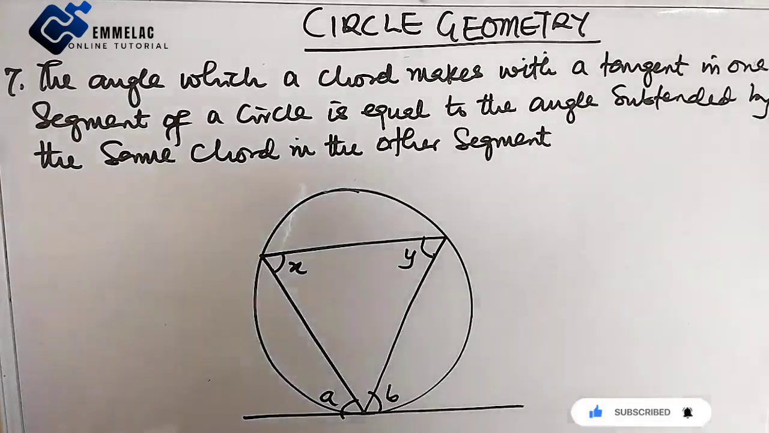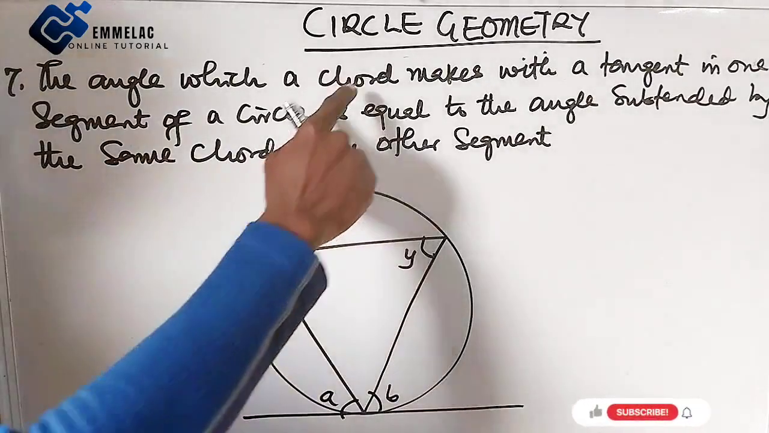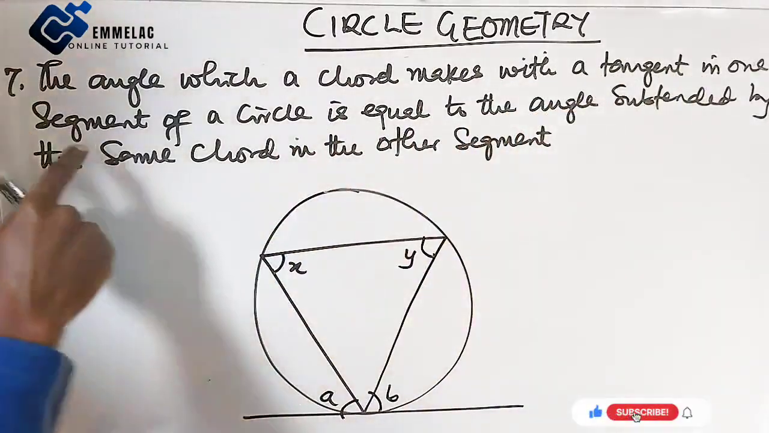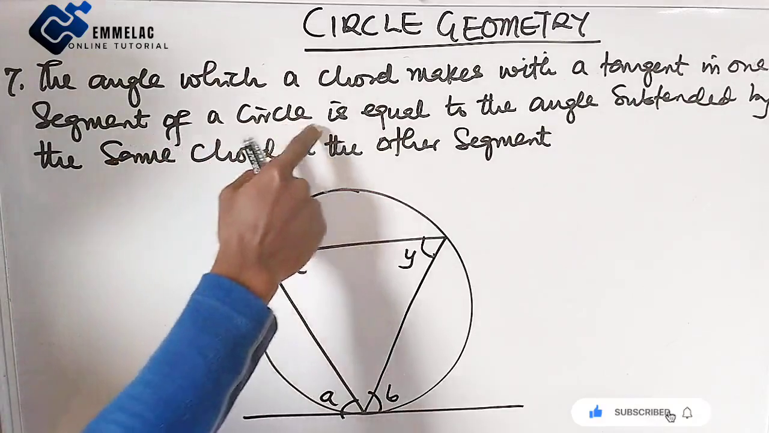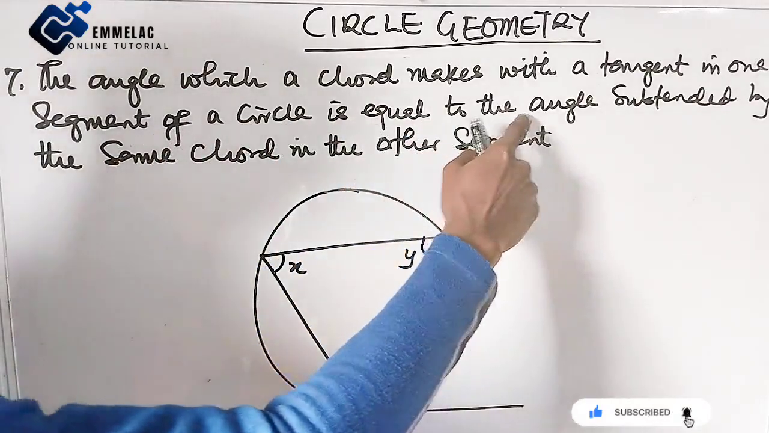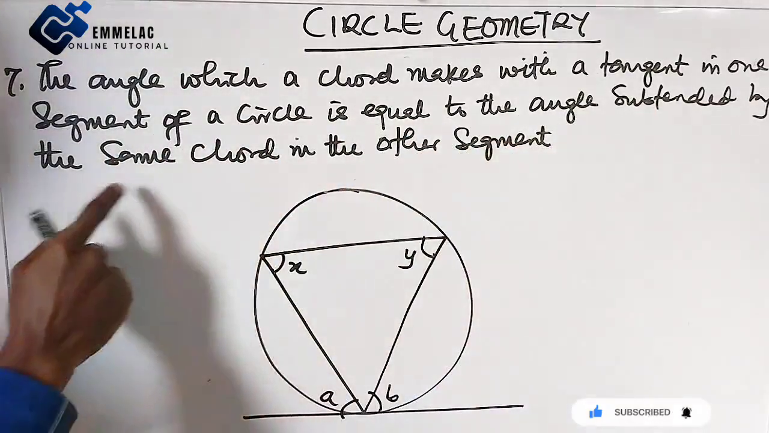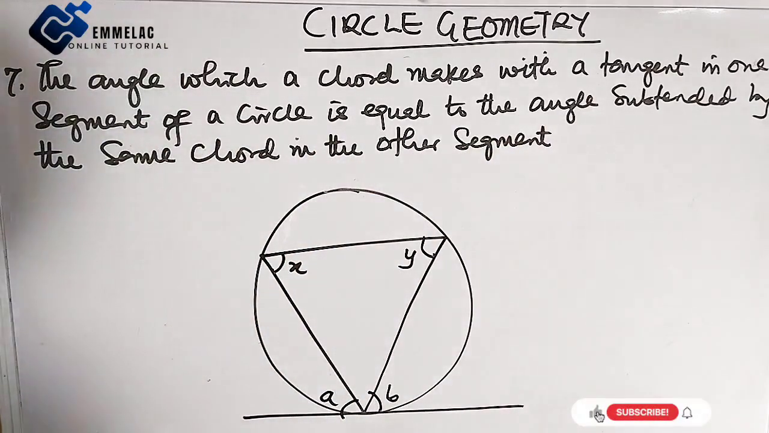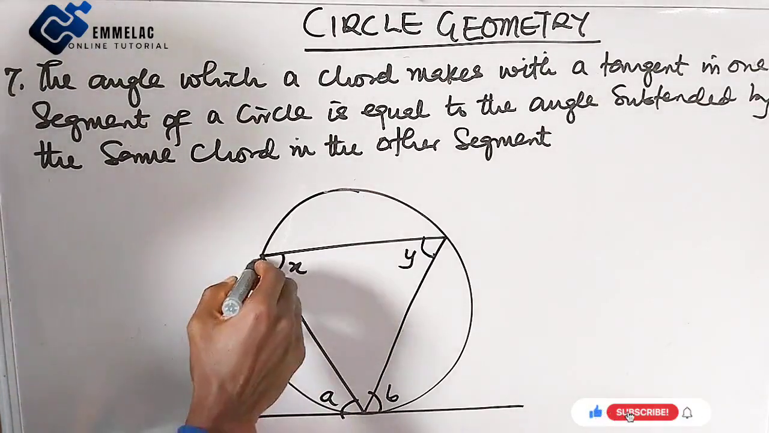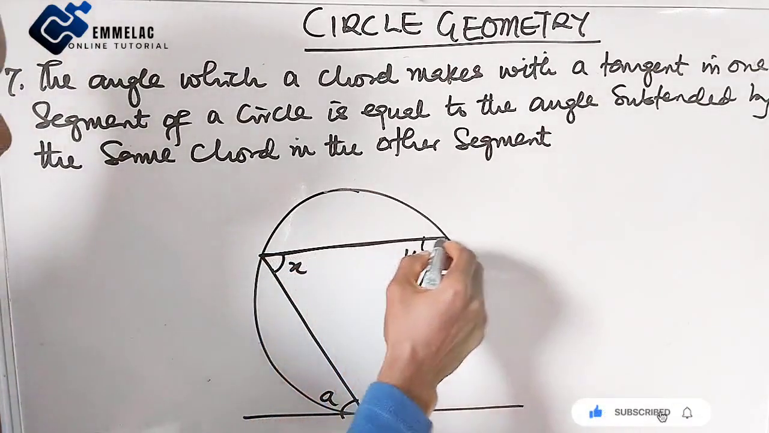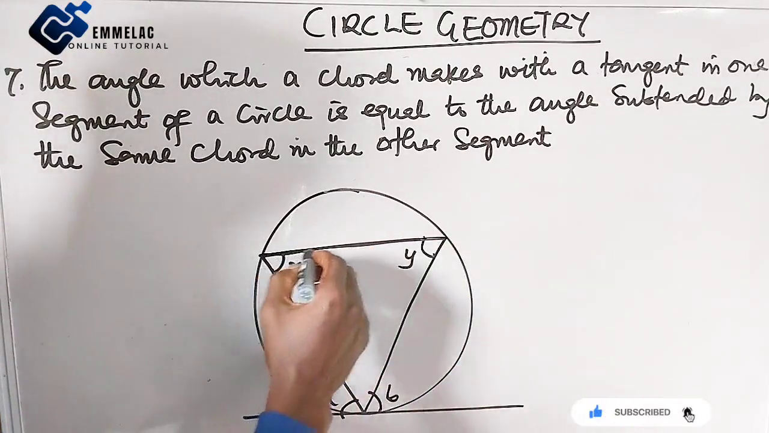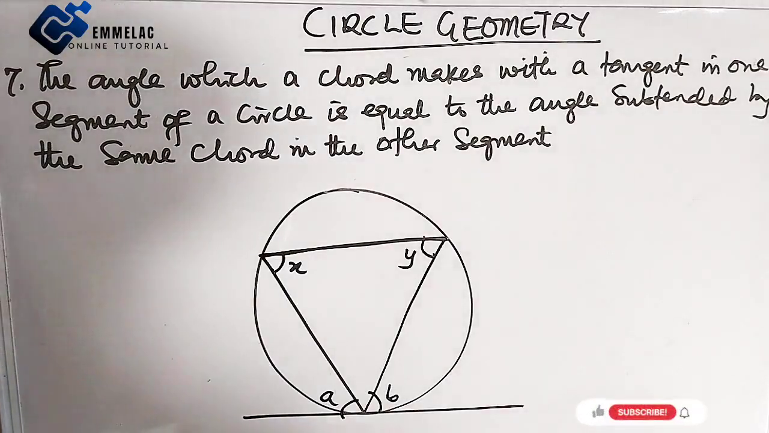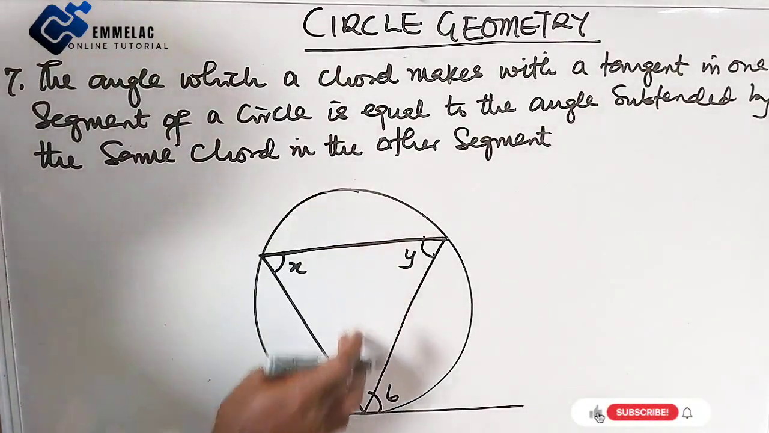Now theorem 7 says the angle which a chord makes with a tangent in one segment of a circle is equal to the angle subtended by the same chord in the other segment. All right, now let us define this segment and the chord. Here is the chord. Actually, a chord is a line that divides a circle into two segments. Here is the first segment and here is the second segment.